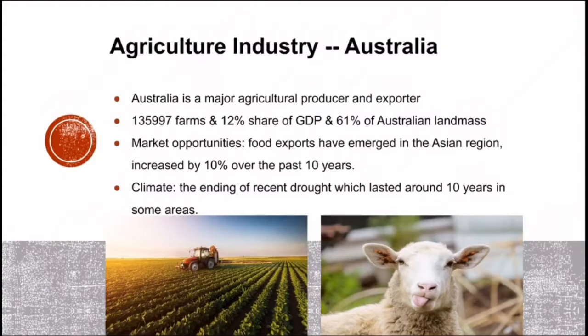On the other side, climate is a significant influence on Australian farm production. Productivity is expected to increase over the next few years because of the ending of the recent drought, which lasted around 10 years in some areas, so it will have a big impact on some commodities. Just like this, for these two reasons, Australia should be a major agriculture producer and exporter.